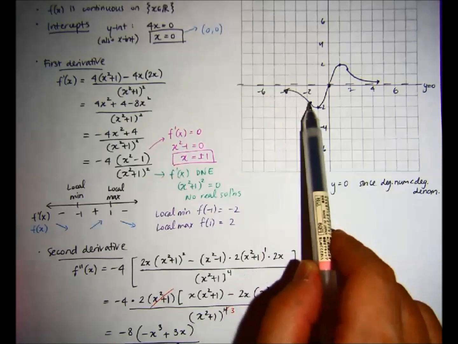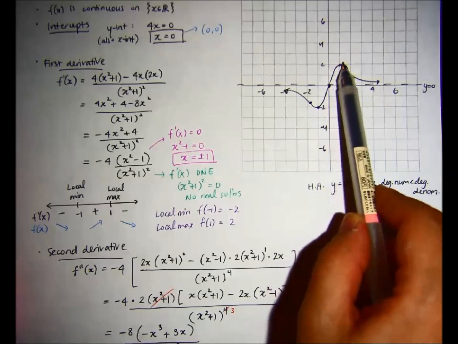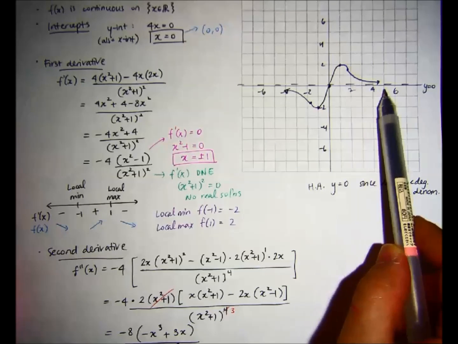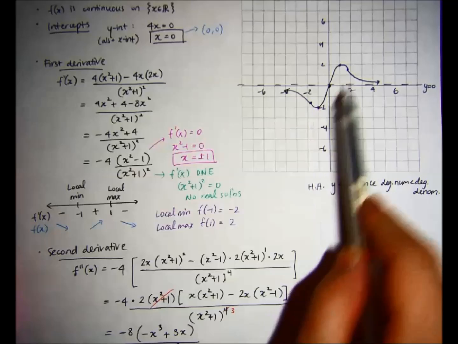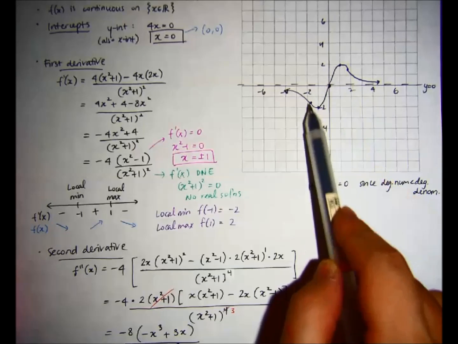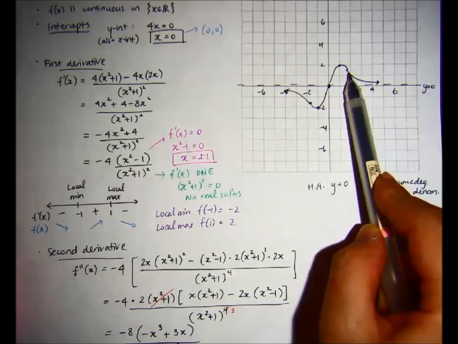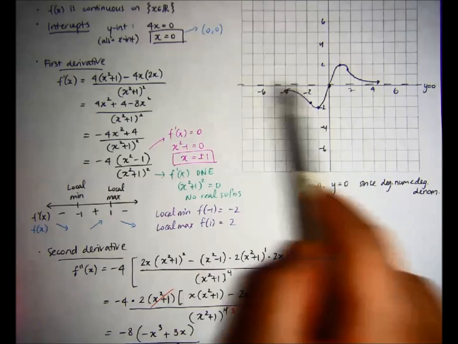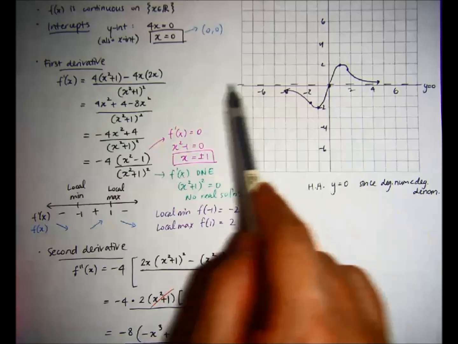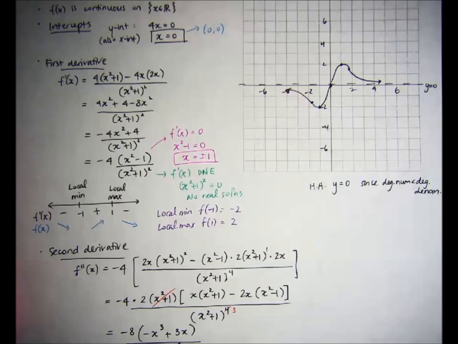Concave down, concave up, concave down, concave up. We have our local extrema at negative 1 and 1. We have our points of inflection at negative root 3, 0, and positive root 3. We have our x and y intercept, and we have our horizontal asymptote. Okay, let's move on to the next example.